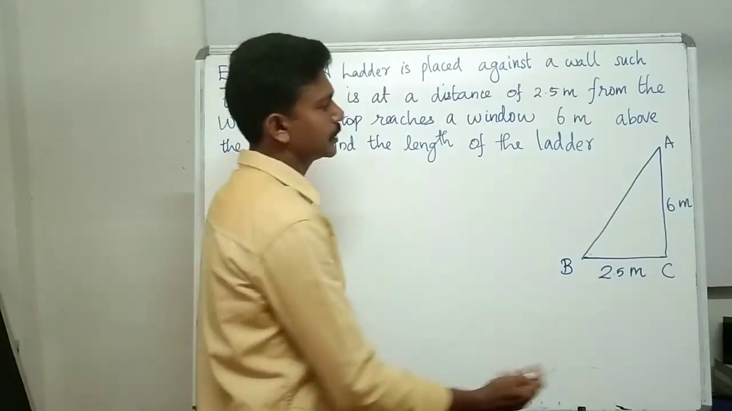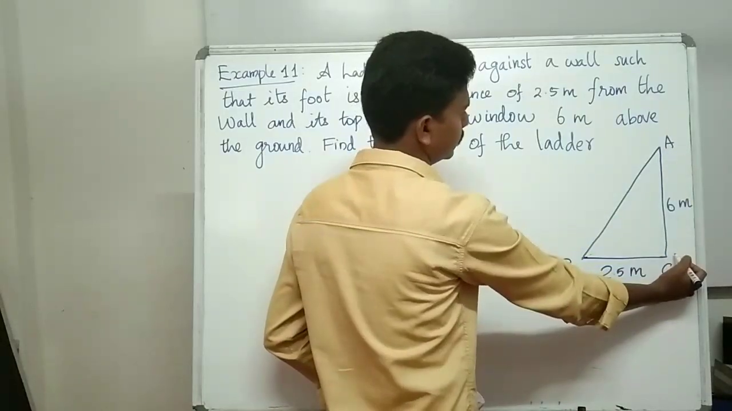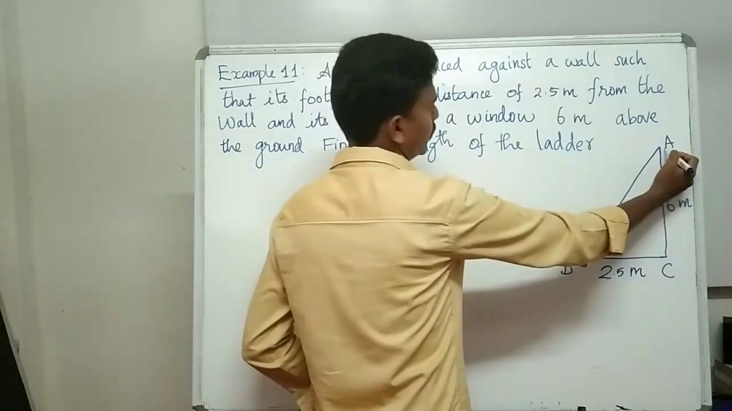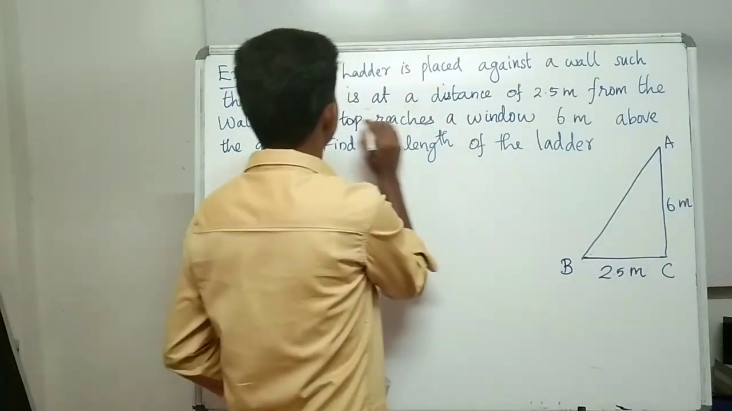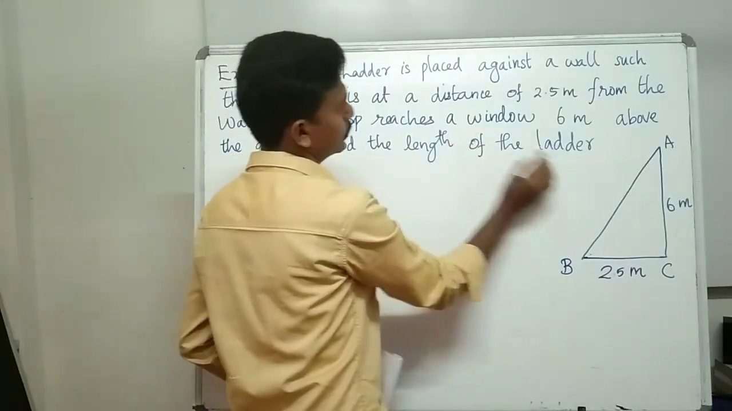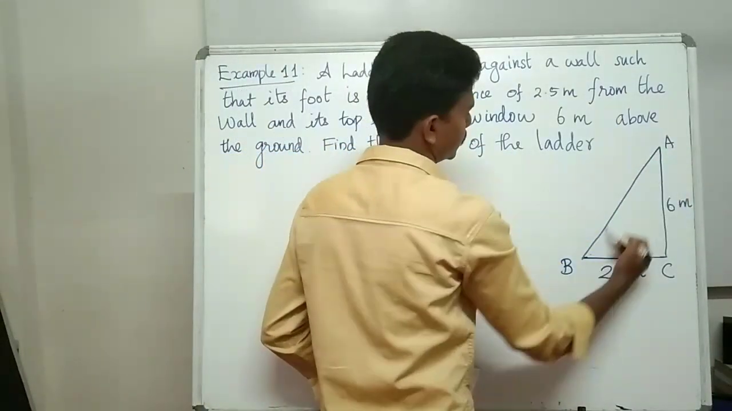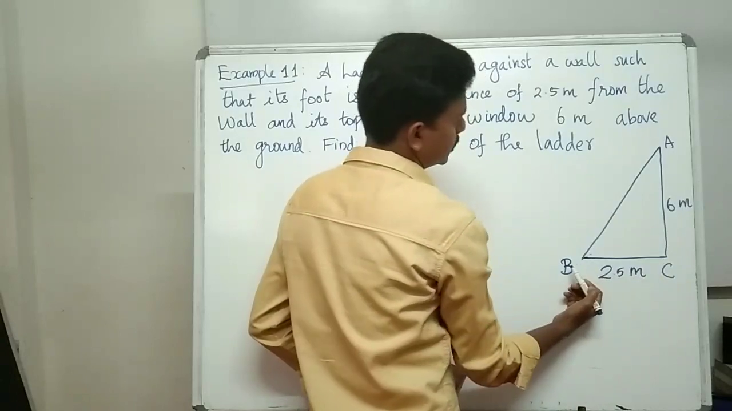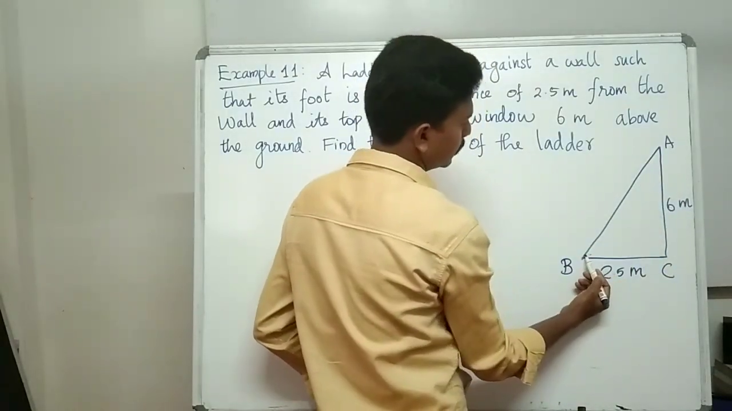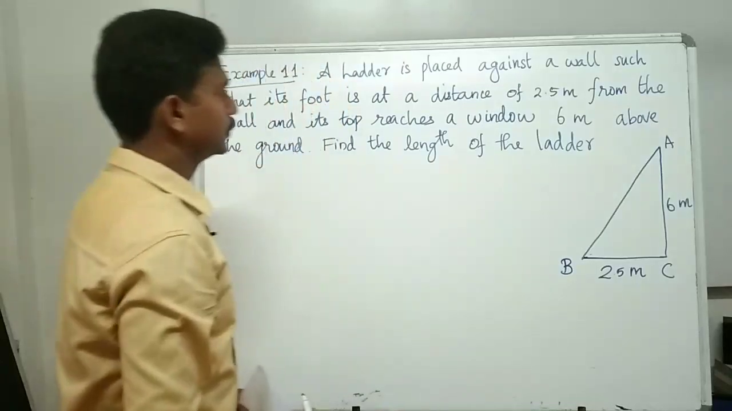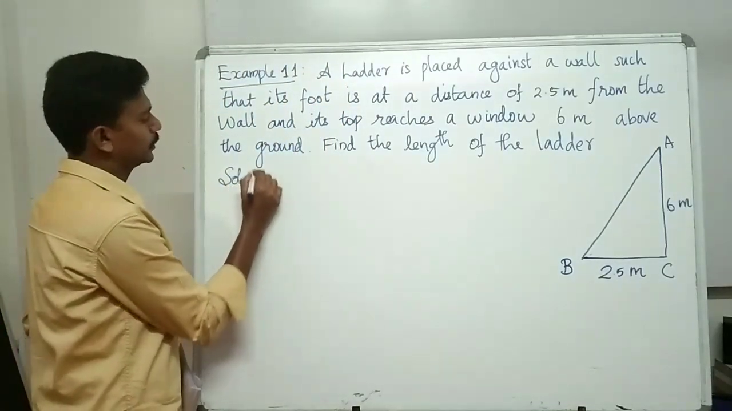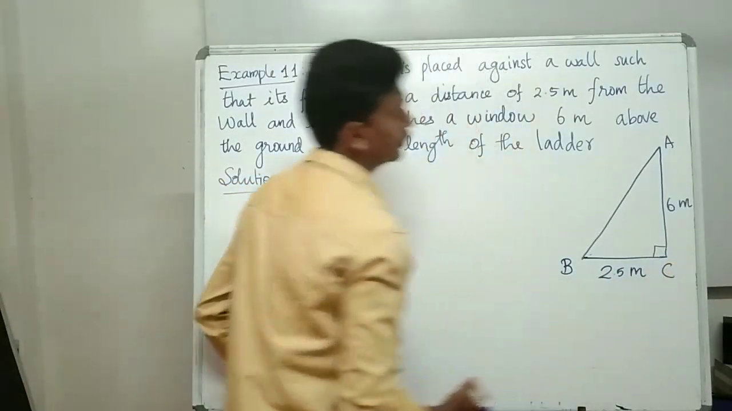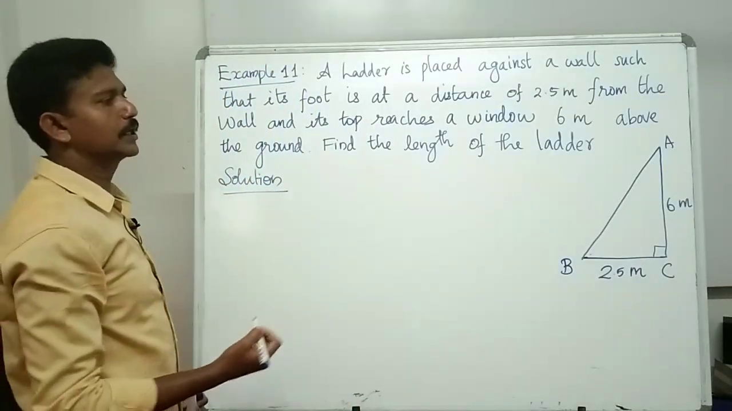Imagine that AC is the wall and A is the place of the window, because it says that the top of the ladder reaches a window like this. So this is a ladder placed against the wall. AB is the ladder and BC is the distance of the foot of the ladder from the wall. Let us find out the length of the ladder. Since the wall is always vertical to the ground, a 90 degree angle will be there. So it is a right angle triangle.